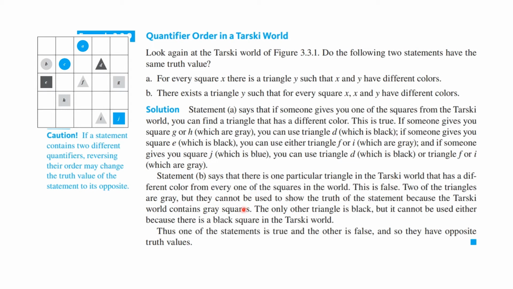2 of the triangles are gray, but they cannot be used to show the truth of the statement because Tarski's world contains gray squares. The only other triangle is black, but it cannot be used either because there is a black square. Thus, one of the statements is true and the other one is false. They have opposite truth values. And that means you have to be careful. If a statement contains 2 different quantifiers, reversing their order may change the truth value of the statement to its opposite.